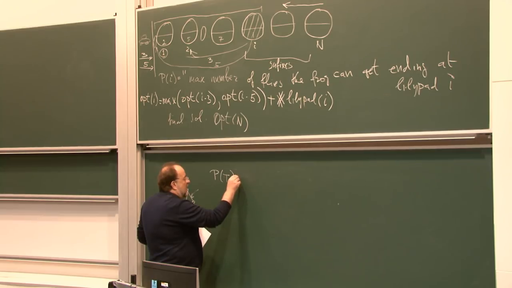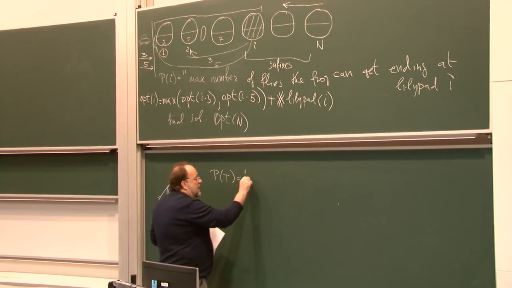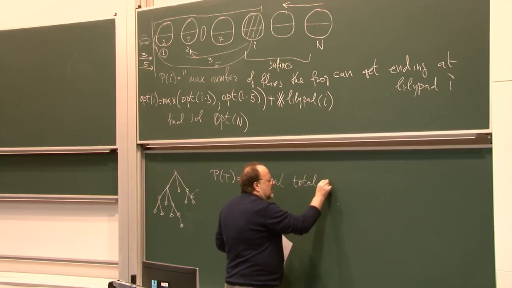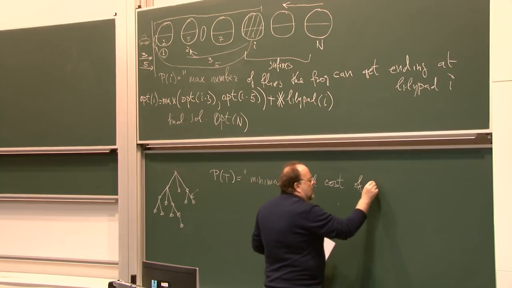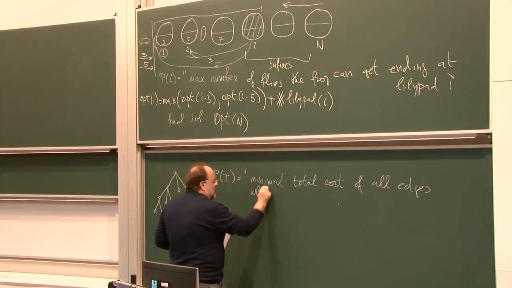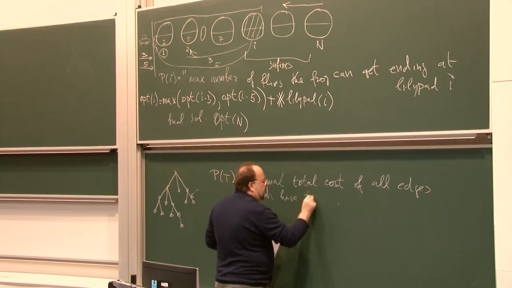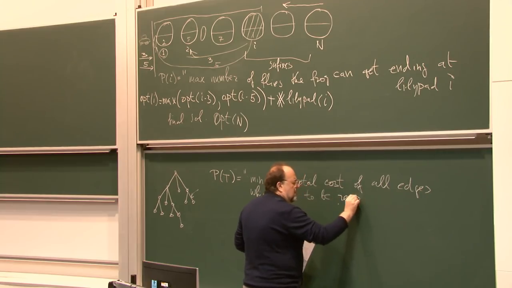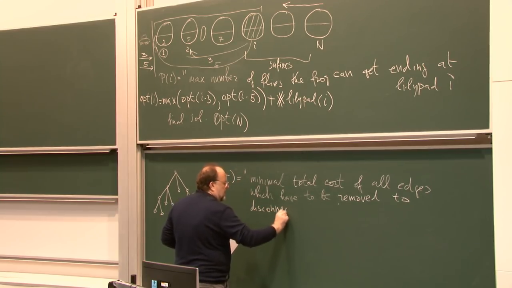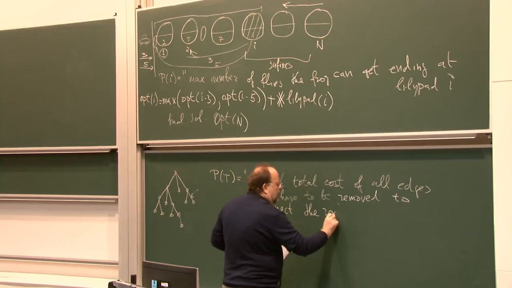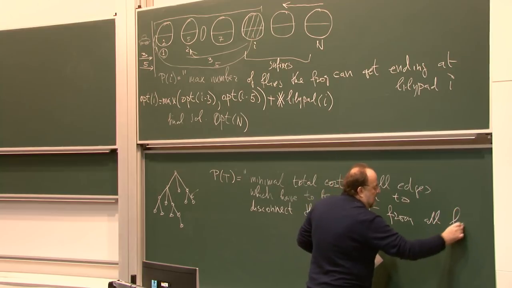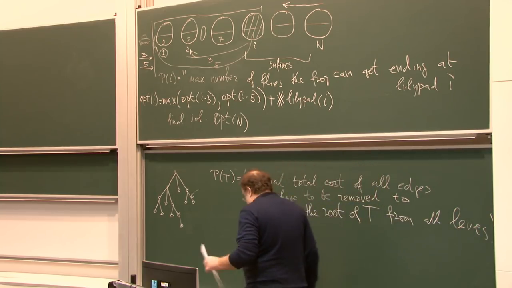And what is the subproblem? Minimal total cost of all edges which have to be removed to disconnect the root of T from all leaves. So that's the problem.